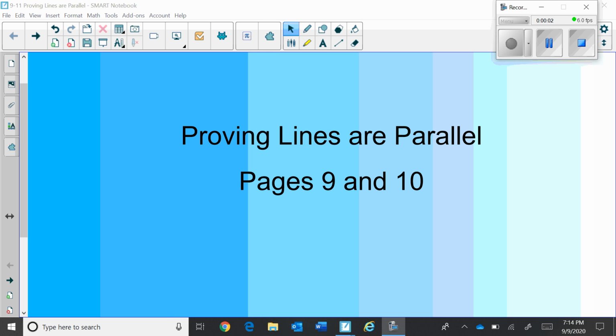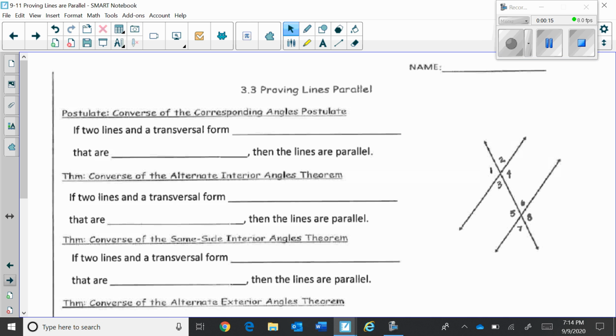Hey guys, so the past couple of days we've been looking at parallel lines and the angles that they form, along with their relationship with each other. So today we're looking at proving that lines are parallel. We're on pages 9 and 10. That's our whole emphasis for today.